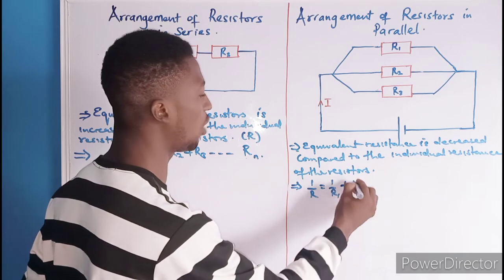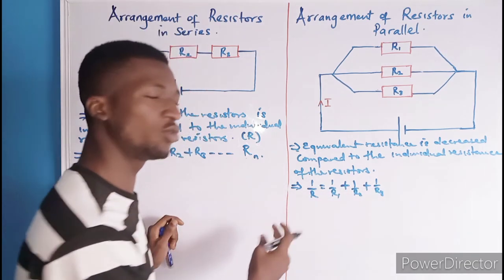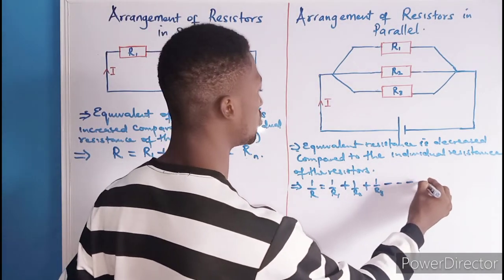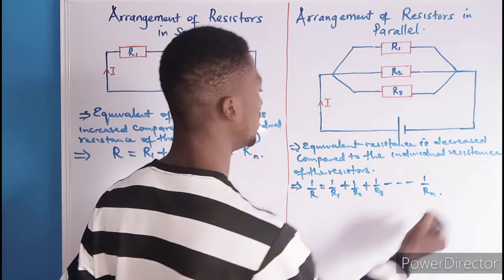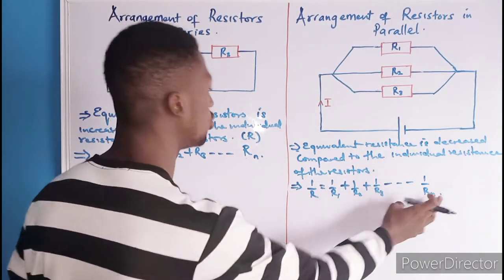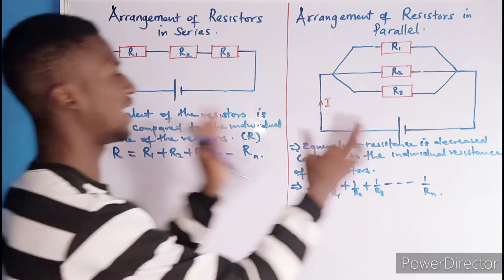So we say 1 over R1 plus 1 over R2 plus 1 over R3. You can have as many resistors as possible in this arrangement, and you just use a continuation sign to carry on to the last resistance value of the resistors you have in the circuit. So we use this expression. Now, I believe you are seeing the purpose for which you are using this.